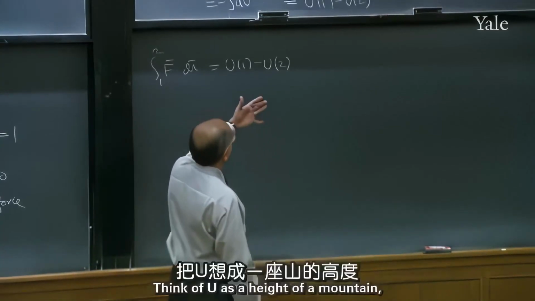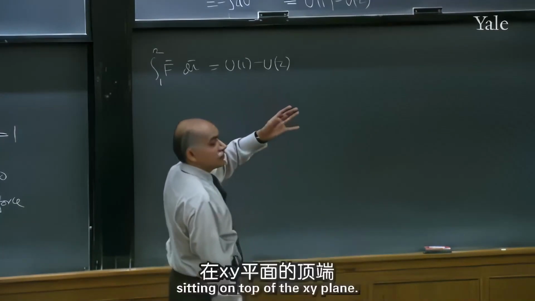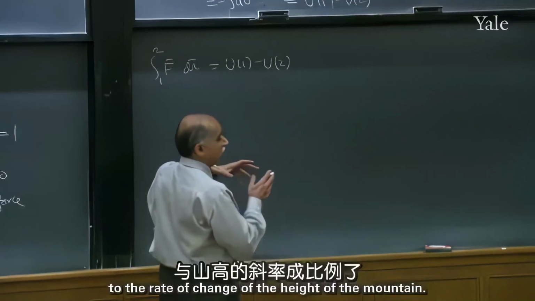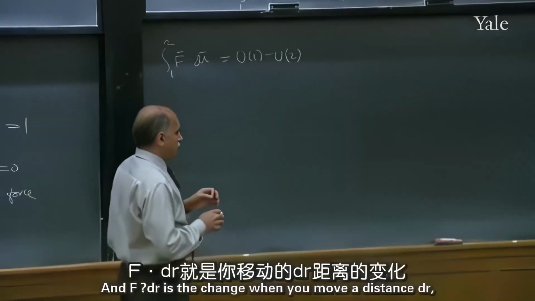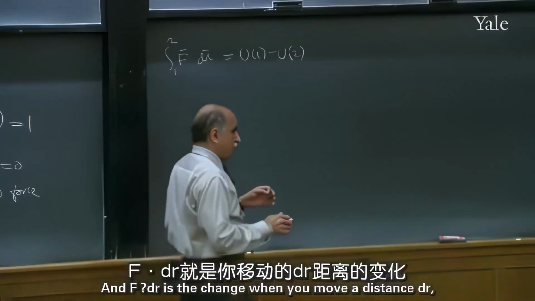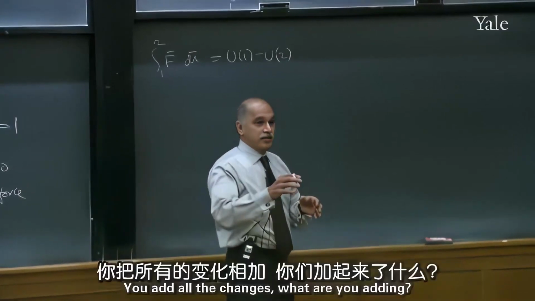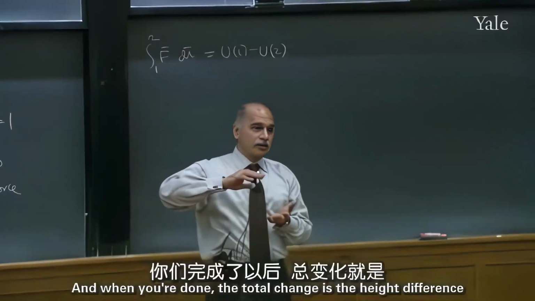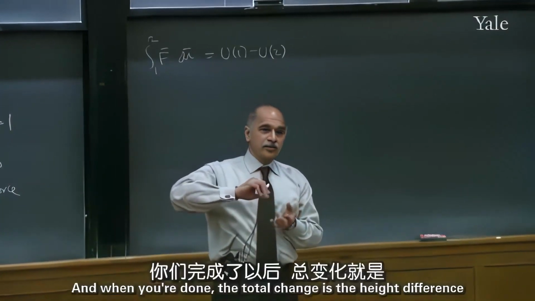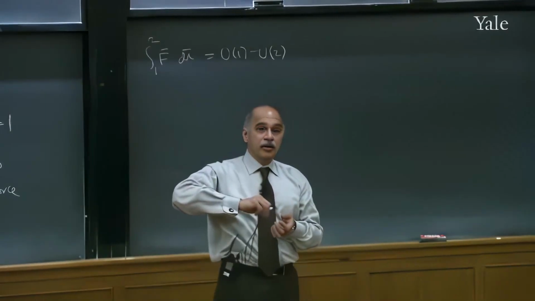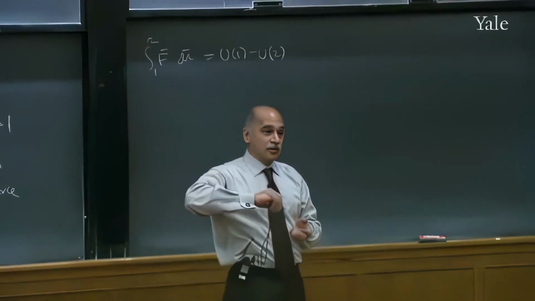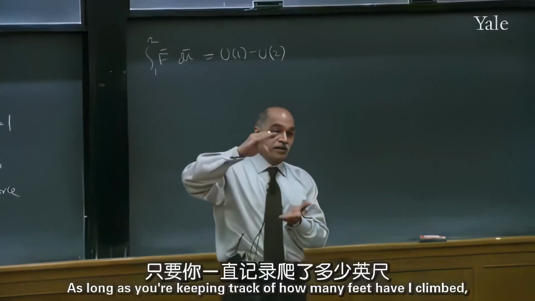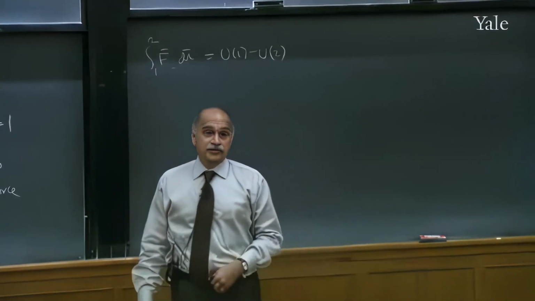Think of u as a height of a mountain sitting on top of the xy plane. Then f is really proportional to the rate of change of the height of the mountain. And f dot dr is the change when you move a distance dr, a vector distance dr. You add all the changes. What are you adding? You're adding the height, your elevation. And when you're done, the total change is the height difference between the final point and the starting point. It doesn't depend on how you climb that mountain. You can take a long path, you can take a short path. As long as you're keeping track of how many feet you've climbed, you're going to get only one answer.